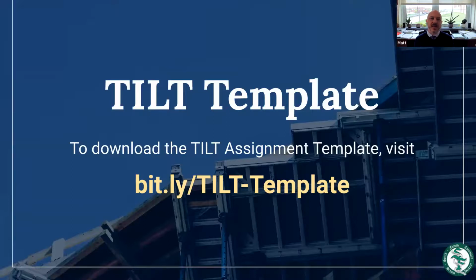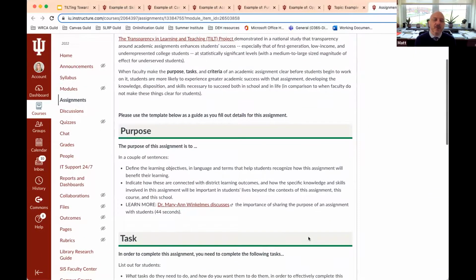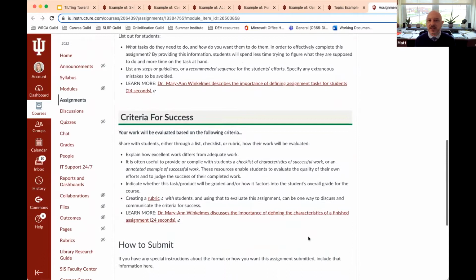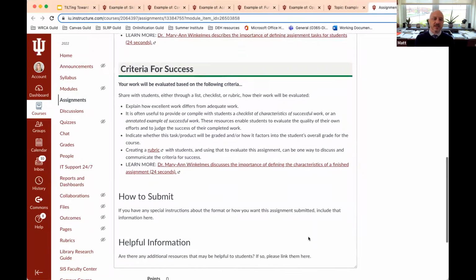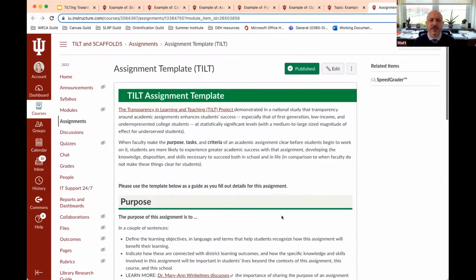And then we also have a Canvas template all ready for you to go and to use. And so if you go to this link, bit.ly tilt template, it will take you to a Google Drive folder where you can download a copy of the TILT assignment, and then you can upload that right into your Canvas course. And again, we're sharing this with you this way instead of through Canvas Commons because we've all experienced some issues with accessing materials shared on Canvas Commons, and we wanted to make this a seamless approach for you. So if you go to that link, you can download the template that Alexandria is showing you right now, and then simply upload that to your course.